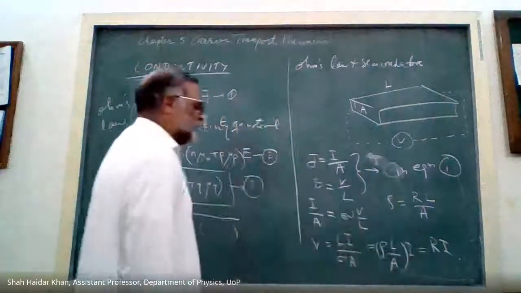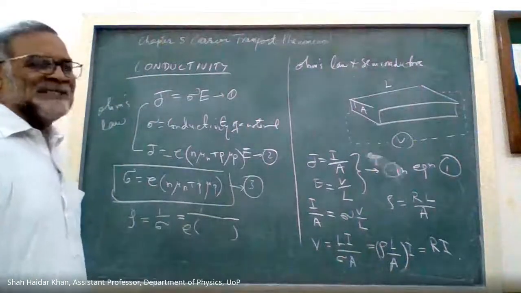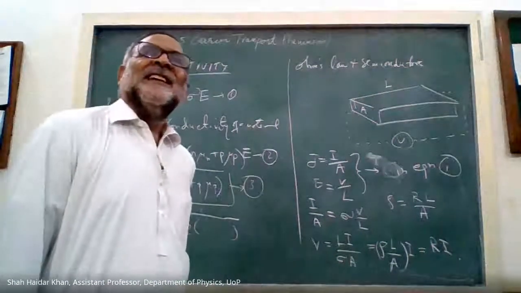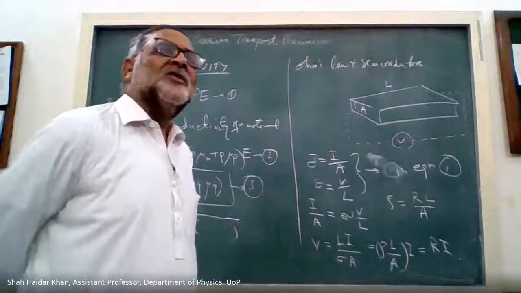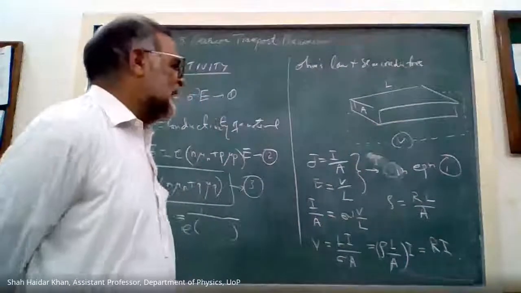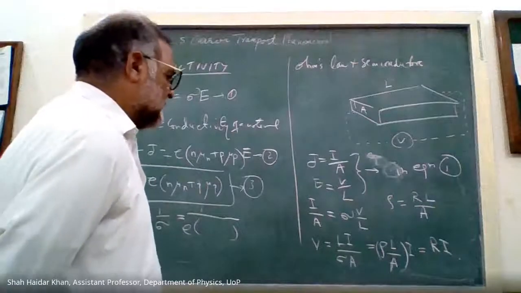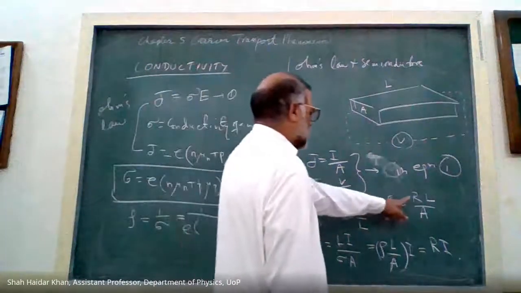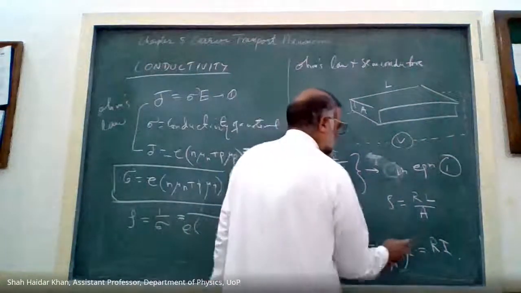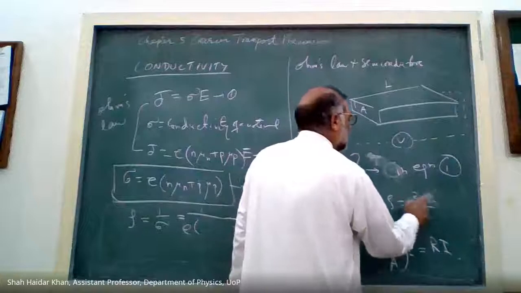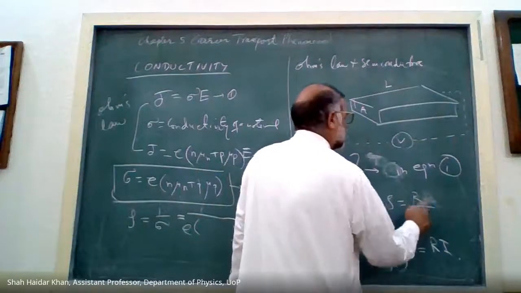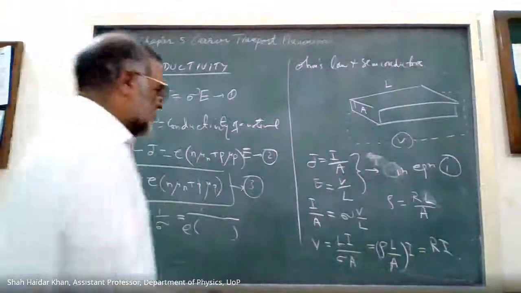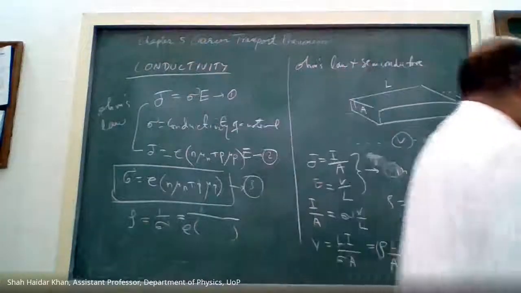Resistivity is the resistance of a conductor of length L and cross-sectional area A. So here R will be equal to rho L by A. Sorry, it is inversely proportional to the area, not directly.